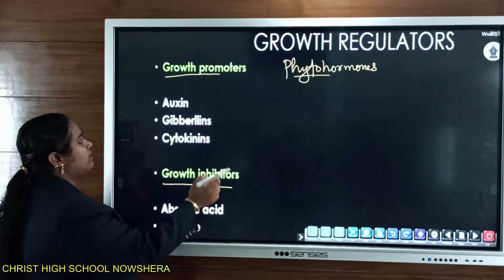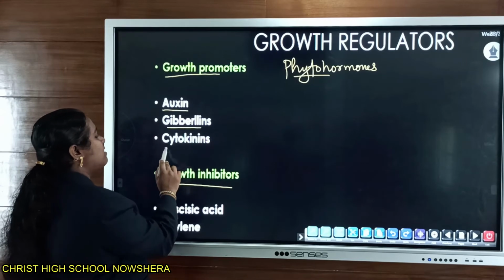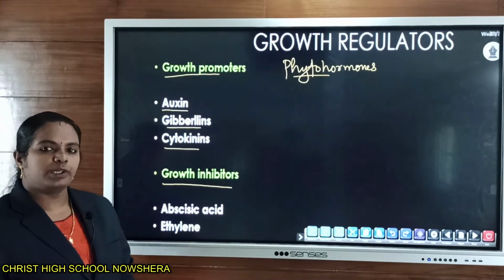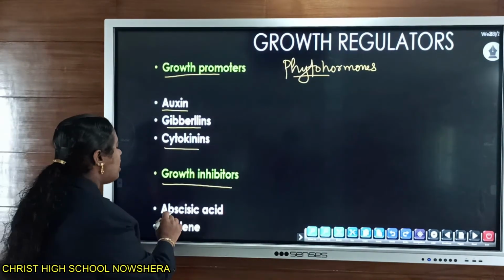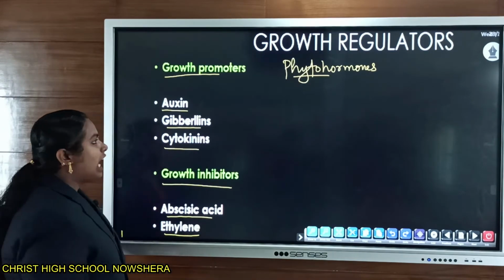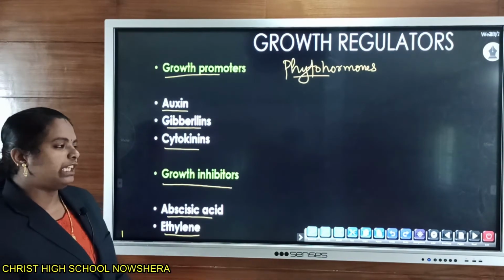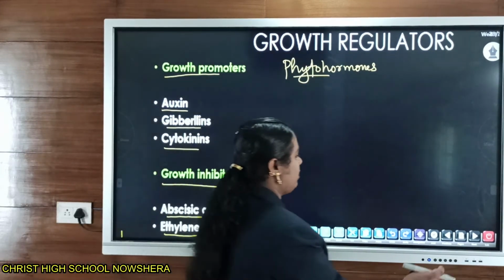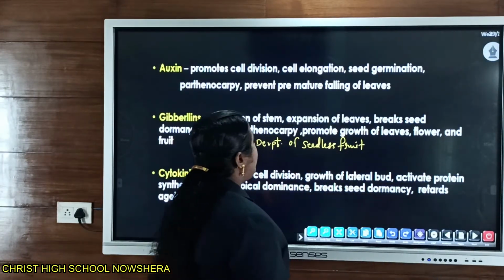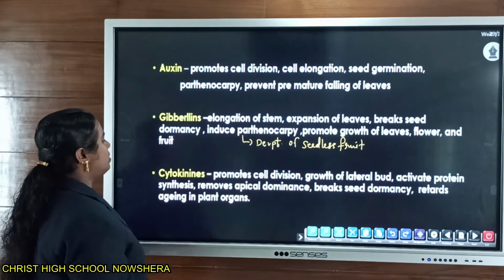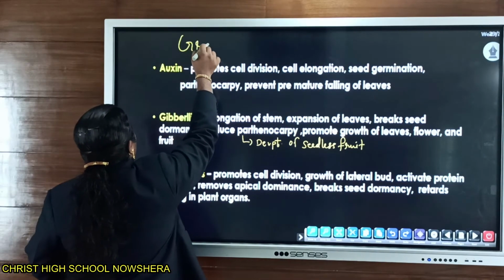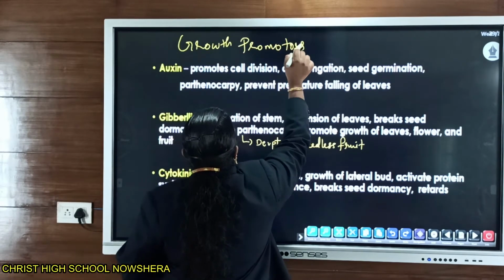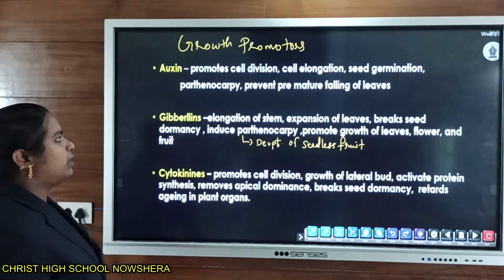The main growth promoters are auxins, gibberellins and cytokinins. Auxins, gibberellins and cytokinins are mainly known as growth promoters. On the other hand, abscisic acid and ethylene together are known as growth inhibitors, which slow down the process of growth in the plant. So these three come under growth promoters. Now the main functions of these growth promoters.